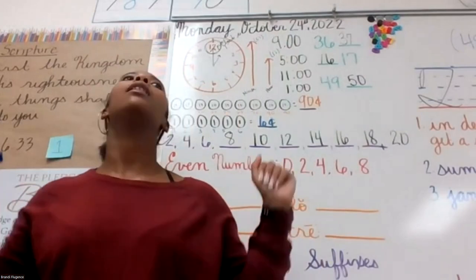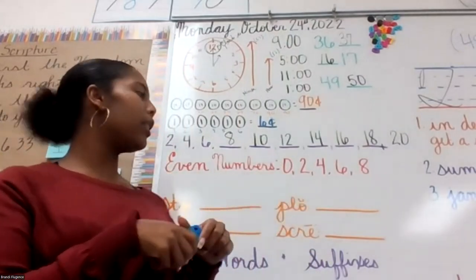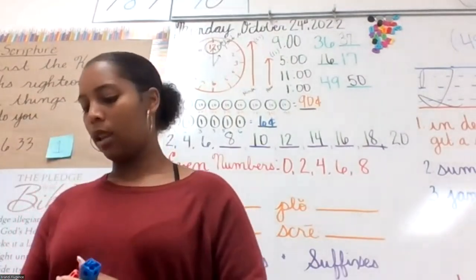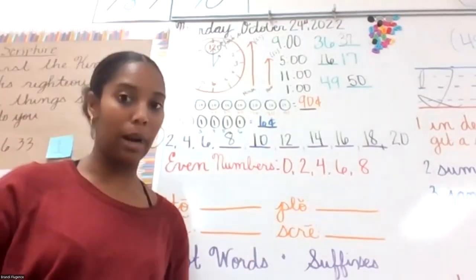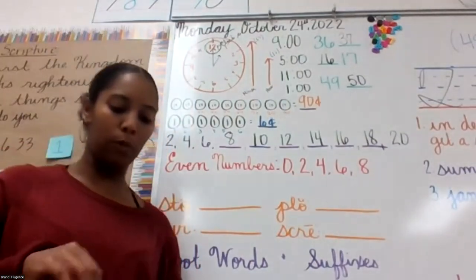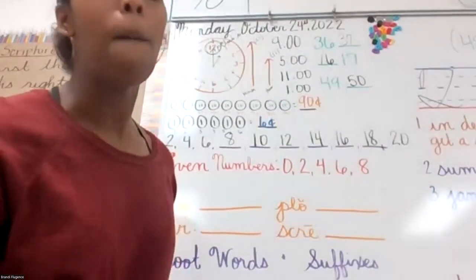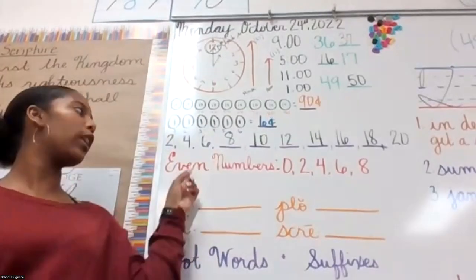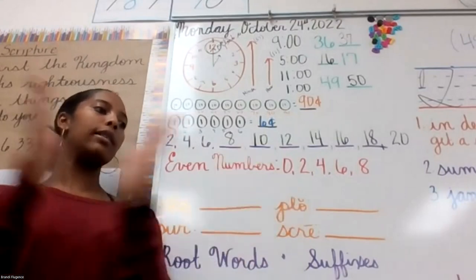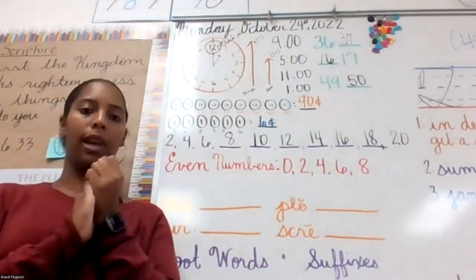Let's sing it again together. Even numbers are 0, 2, 4, 6, 8. Yes, that's important to remember. And I'm going to explain why tomorrow when we learn odd, and I'll show you the difference between the two. But this is important. So one more time, what are the even numbers? Even numbers are 0, 2, 4, 6, 8.